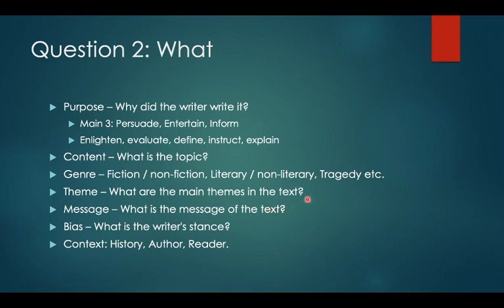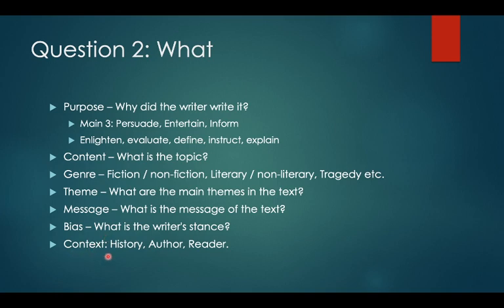Theme. What are the main themes in the text? So these are the big ideas, and they're usually general things such as love, death, marriage, social structure, judgment. So those are parts of the theme. Message, on the other hand, is more detailed. So if a theme could be war, for example, a message might be the condemnation of war. So we're getting more into specifics here. Bias, what is the writer's stance? Are they pro something or are they negative to something? This is particularly important for political texts.